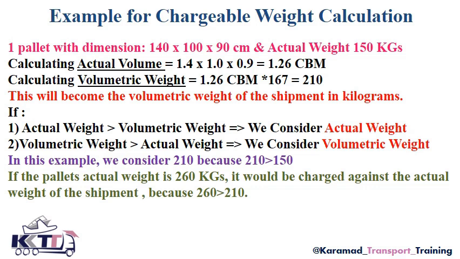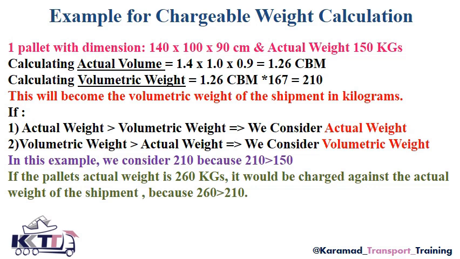Now, if we compare that to 150, which was the actual weight of our cargo as mentioned in the first line, we can see that our volumetric weight is higher. Therefore, we can say that in this example, our basis for calculation is the volumetric weight, the number 210. And we can say our chargeable weight is equal to 210. As you can see in the explanation that follows, if the actual weight is greater than the volumetric weight, we consider the actual weight. And if the volumetric weight is greater than the actual weight, we consider the volumetric weight.